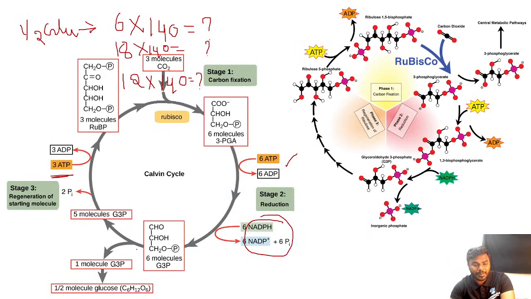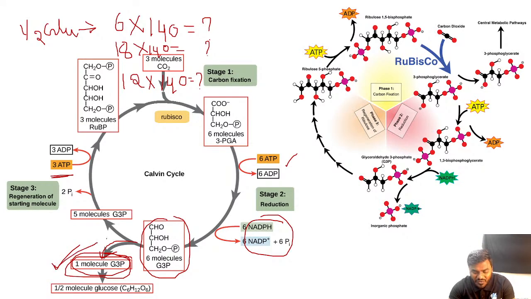You only look into the picture, my friends. We got 6 molecules of G3P. Out of 6 molecules of G3P, how many molecules of G3P are involved in the production of glucose? You can look into this. Only 1 molecule of G3P is involved in the production of the glucose. Very, very simple point. So the answer will be only 1.